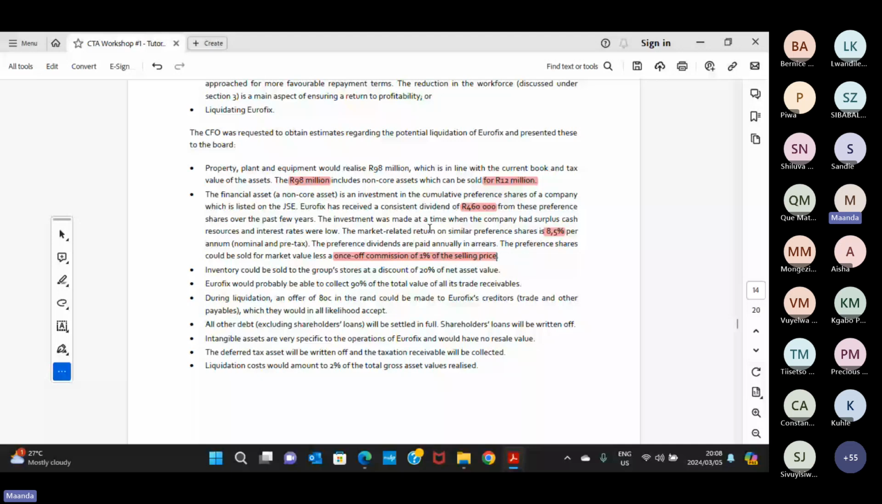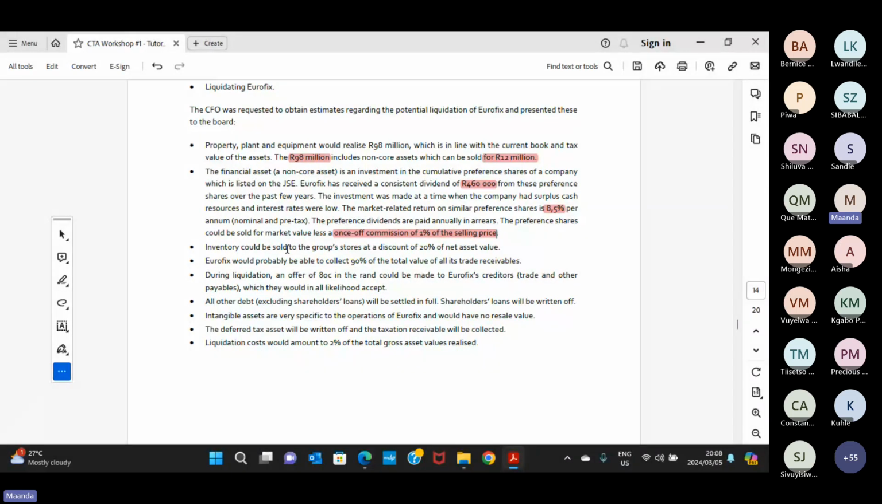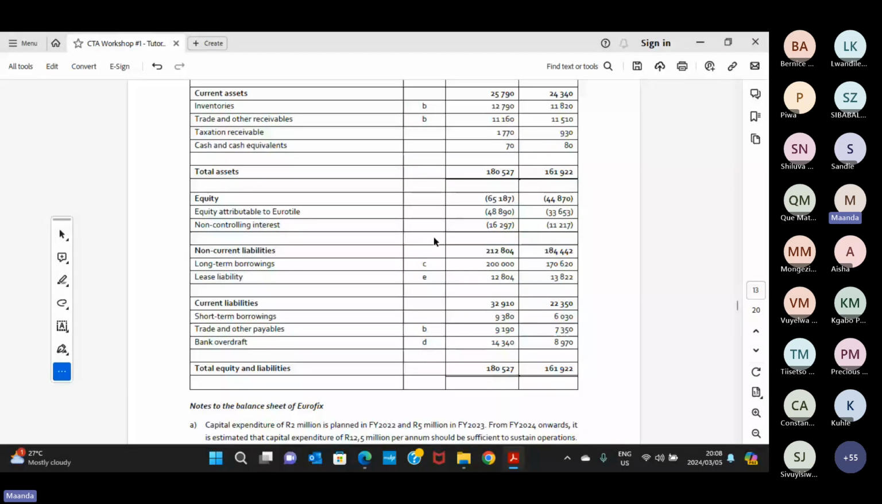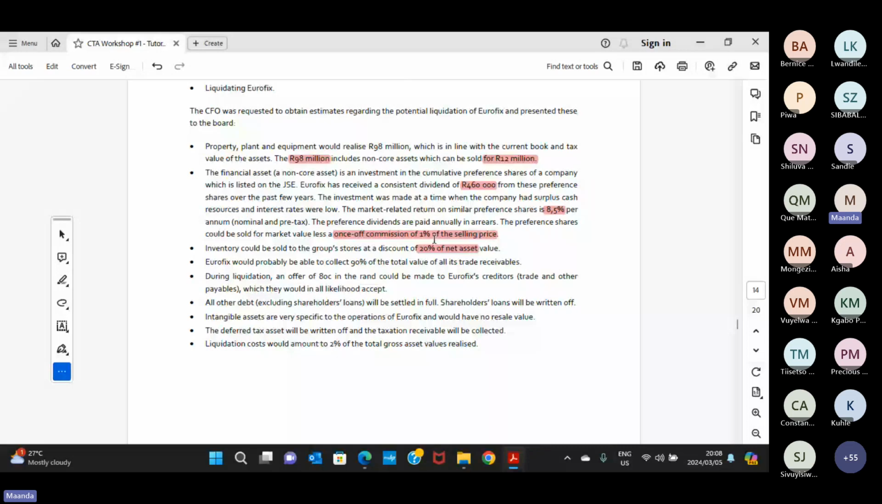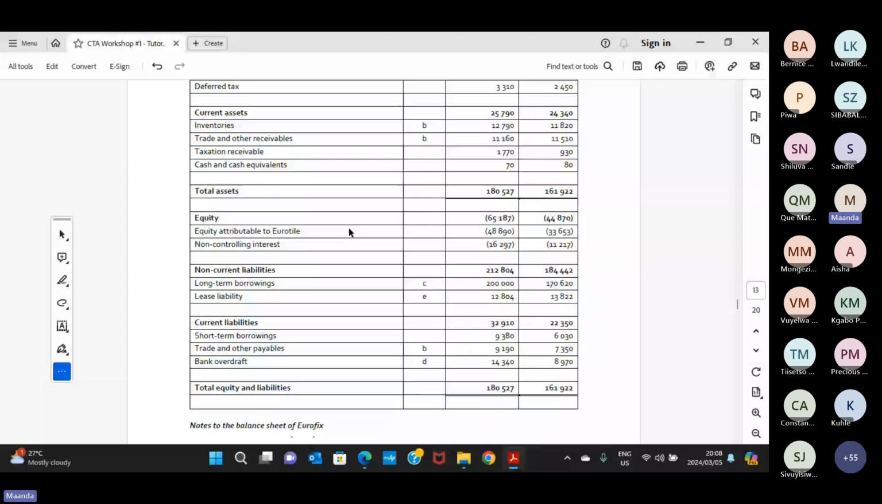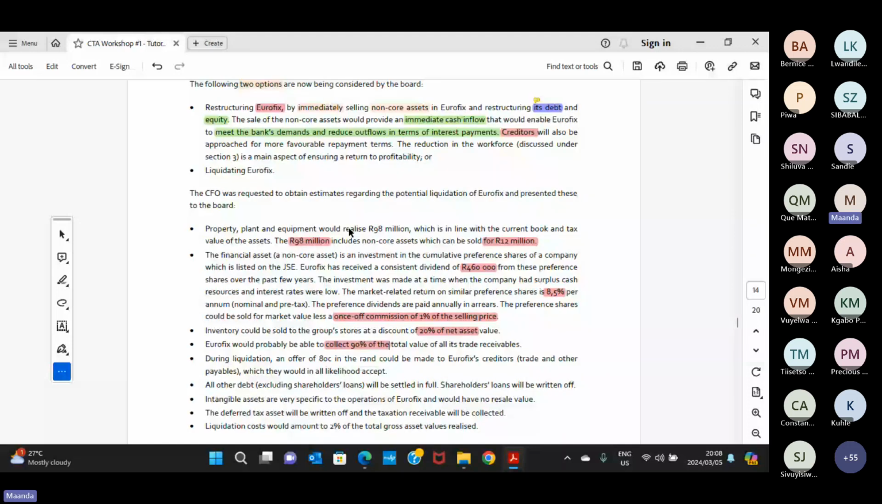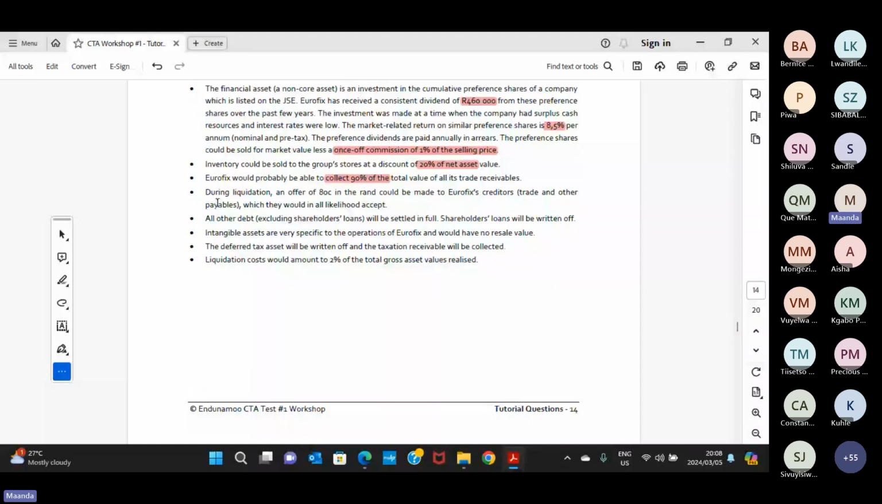All right, then inventory. We are told it's going to be sold at a discount of 20% of the NRV. The NRV they also gave us here, so we're going to calculate that as well. And then we're told that of the debtors or trade receivables, we're going to collect only 90%. So you can come here and calculate the 90% of the debtors. And then we are told that all other debtors will be settled in full.